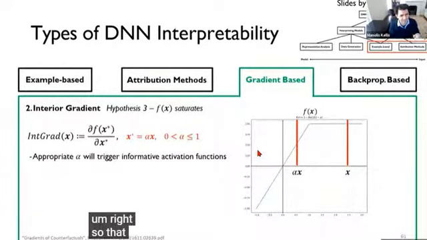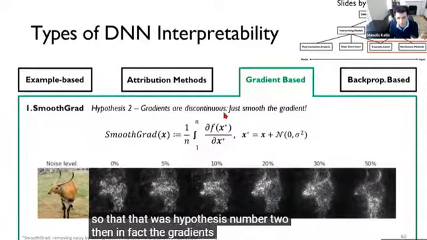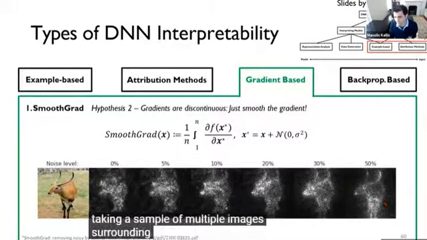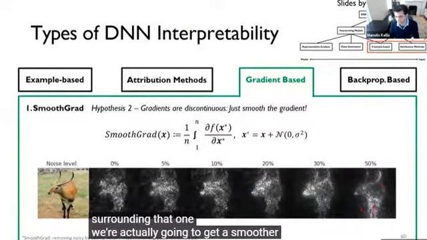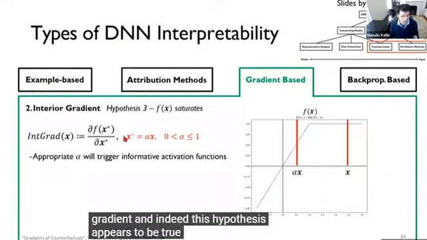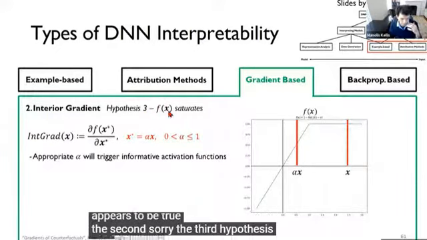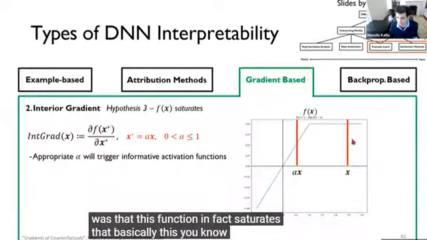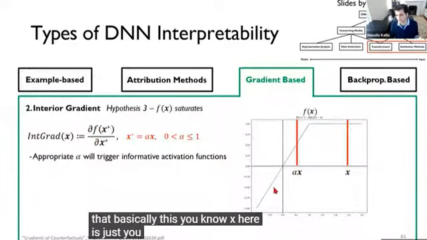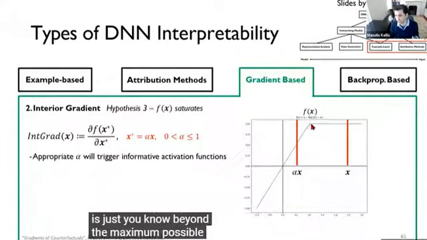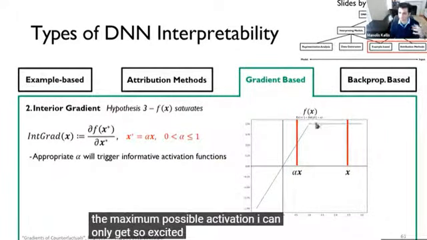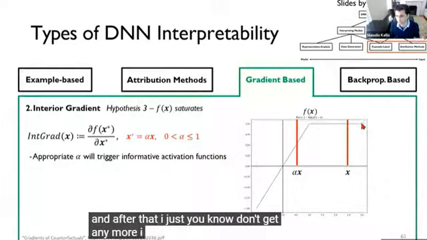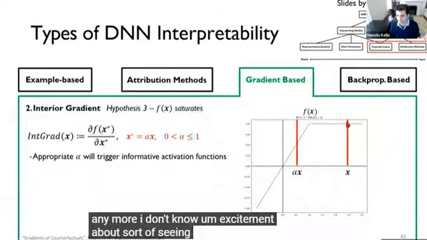All right, so that was hypothesis number 2, that in fact the gradients are discontinuous with any one particular image, but by taking a sample of multiple images surrounding that one, we're actually going to get a smoother gradient. And indeed, this hypothesis appears to be true. The third hypothesis was that this function in fact saturates. That basically this x here is just beyond the maximum possible activation. I can only get so excited about a particular deer, and after that, I just don't get any more excitement about seeing a deer.